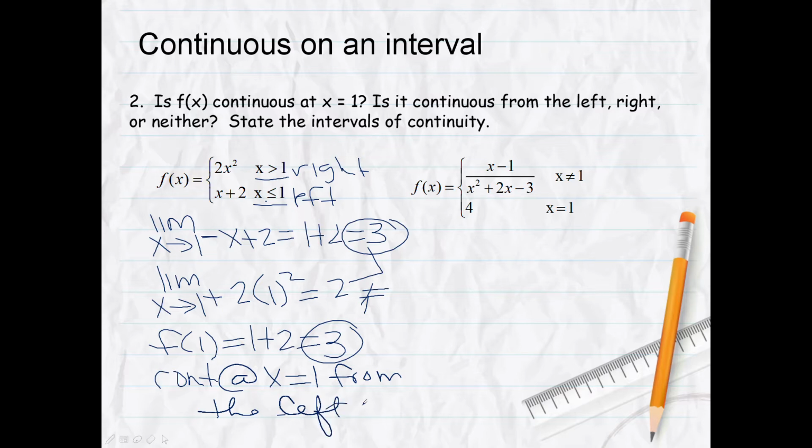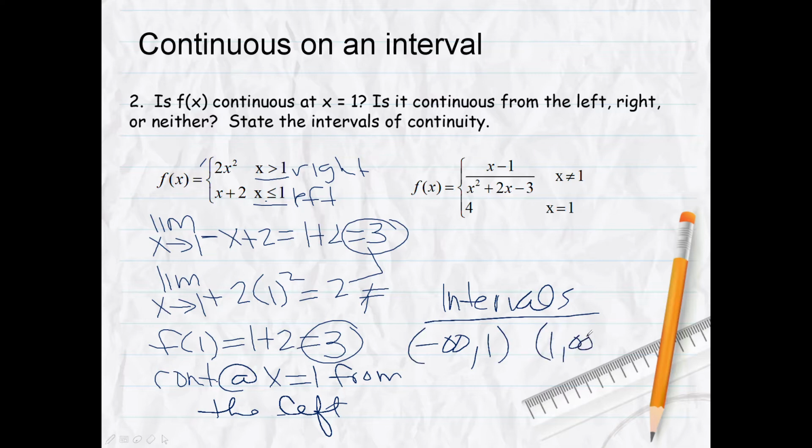Okay. Now, 2x squared is a polynomial, so it's continuous everywhere else. x plus 2 is a line, so it's continuous everywhere else. So the intervals would be from negative infinity to 1 and from 1 to infinity. Okay, now let's do this other example.